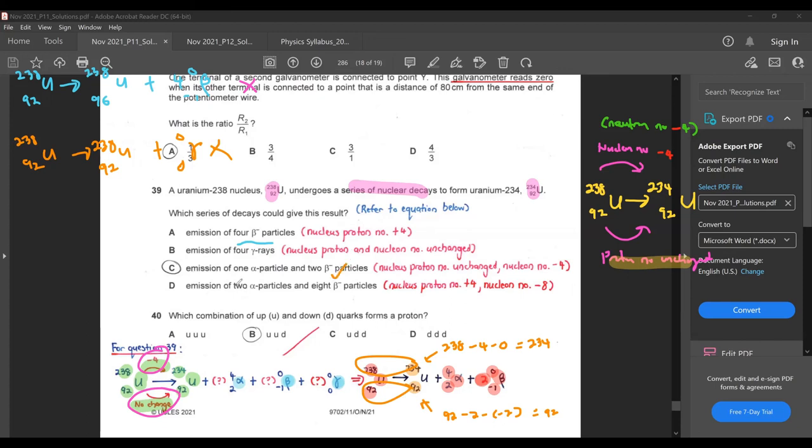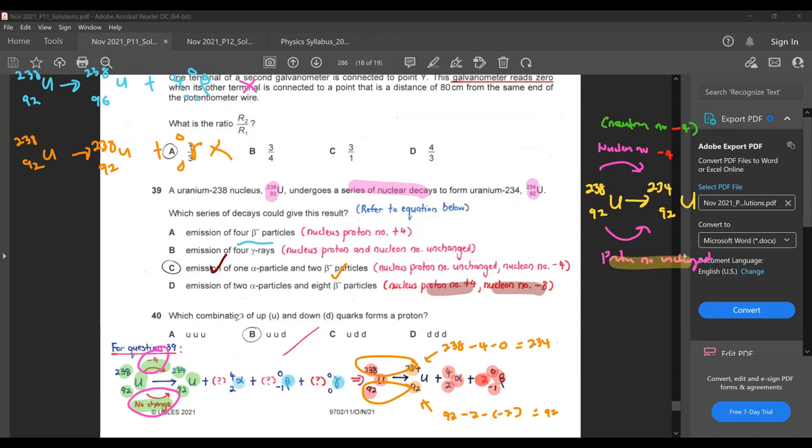Okay, now if you repeat for D, you won't get the answer, because eventually you come to the conclusion that proton number has increased by 4, nuclear number is reduced by 8. So this one I won't do, because we already got the correct answer. This one D definitely will be wrong. You can try at your own time later. Okay, so answer for 39 is actually C.